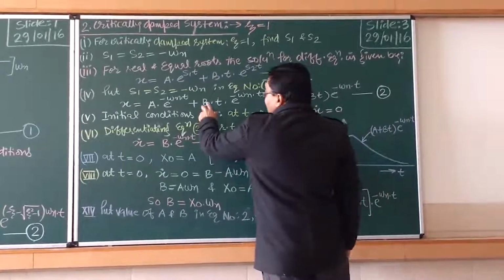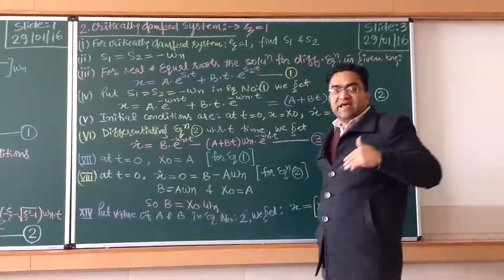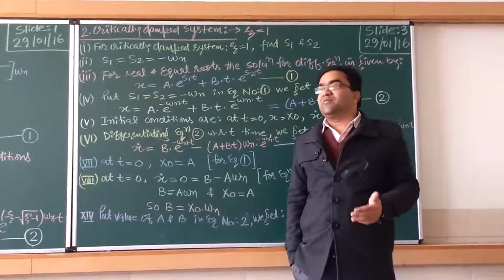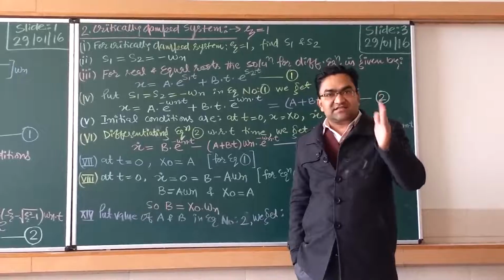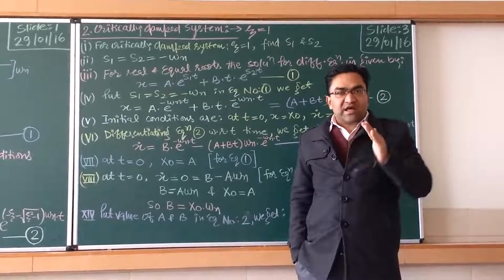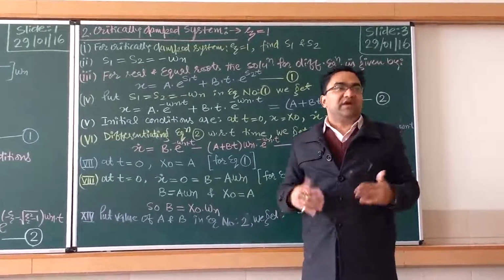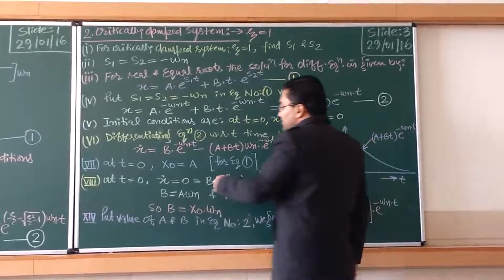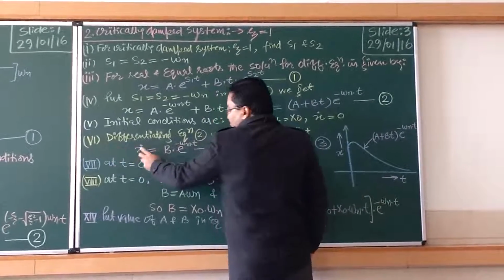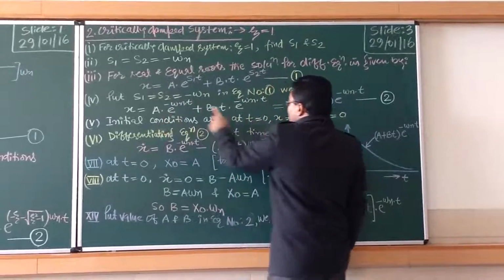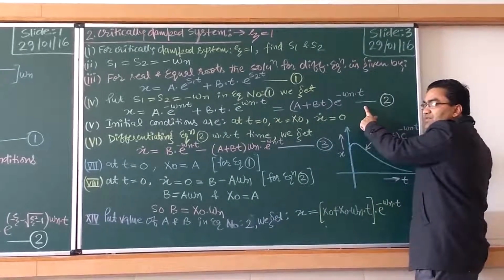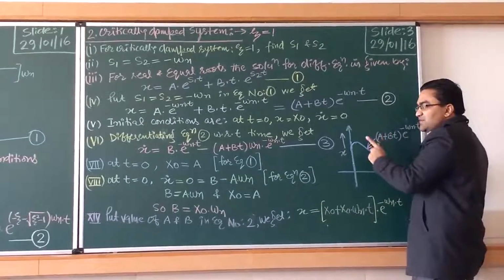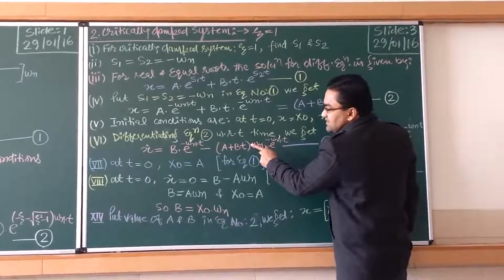Now, we will be applying the initial conditions, same as that of the overdamped system. We had applied the initial conditions to x and x dot. So we don't have x dot in this case; we have to find out that x dot. So let me jump to step number 6. I am differentiating equation number 2 with respect to time. So see step number 6.